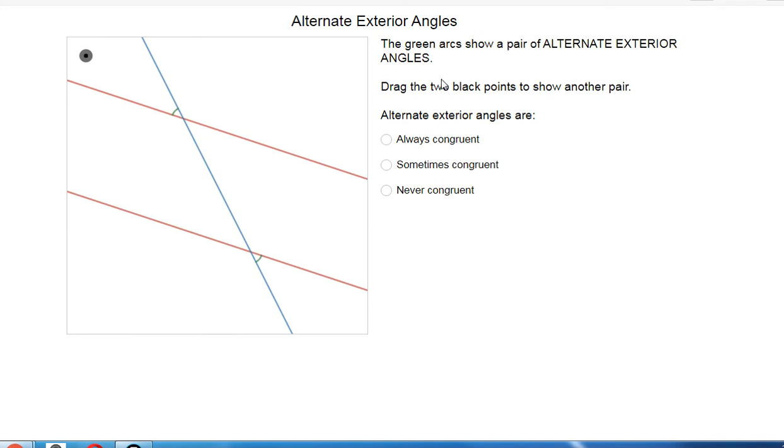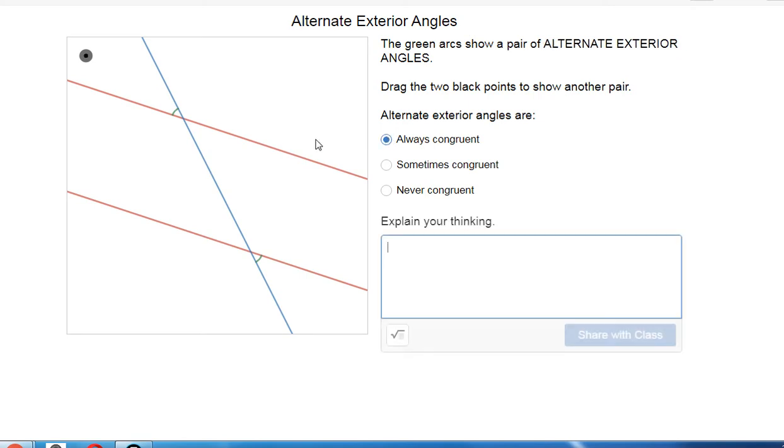It says alternate exterior. Look at the size of this angle and look at the size of this angle. You can see they're very small versus this large angle and this large angle. So these, alternate exterior, are also always congruent. The way I know they're alternate exterior is because here's my parallel line, here's my parallel line, and the angles are on the exterior. They're on the outside of the parallel lines, and they alternate, so they're on opposite sides of the transversal.